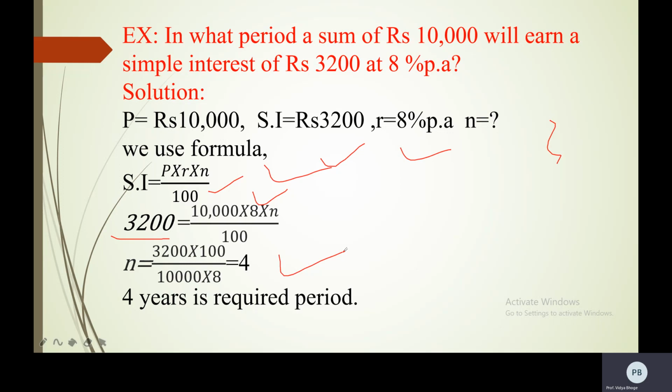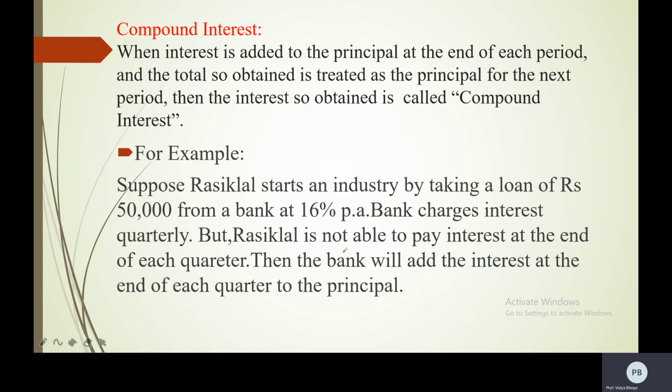Now the next point, which is compounding. Now compound interest means what? When interest is added to the principal at the end of each period, and the total so obtained is treated as the principal for the next period, then the interest so obtained is called compound interest.